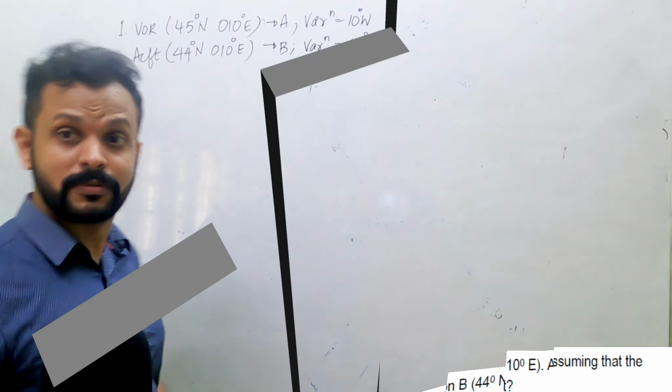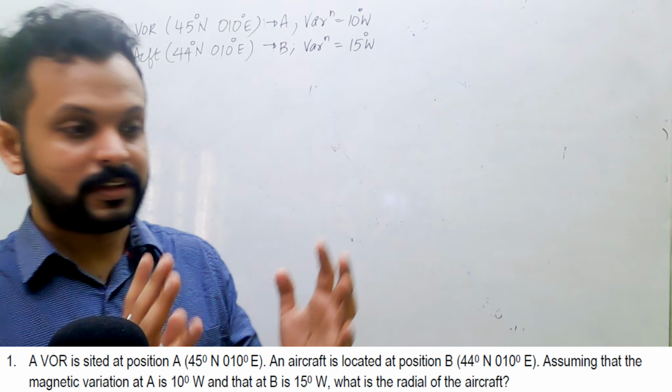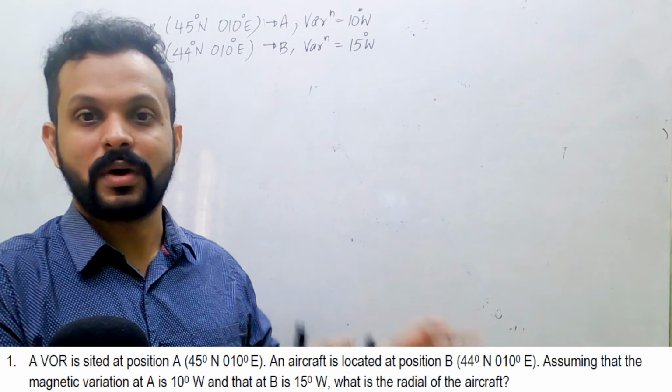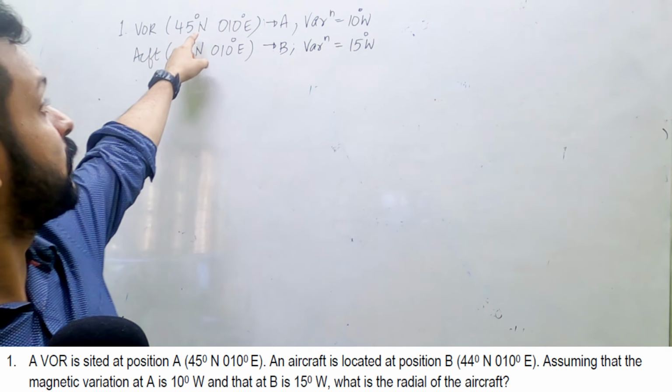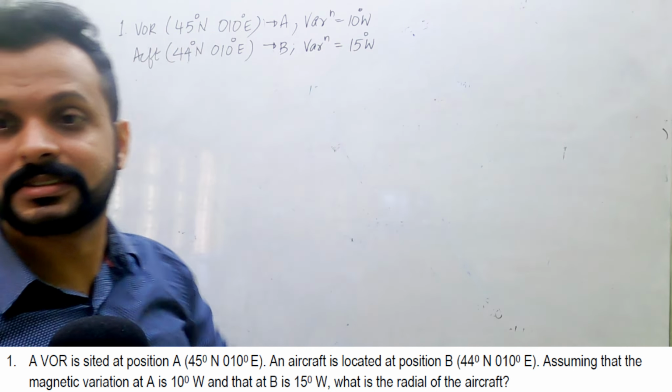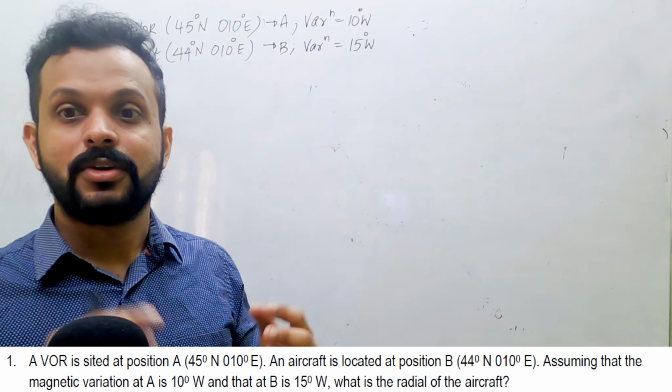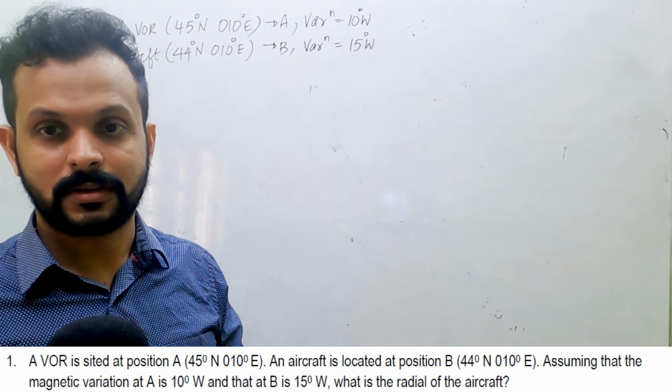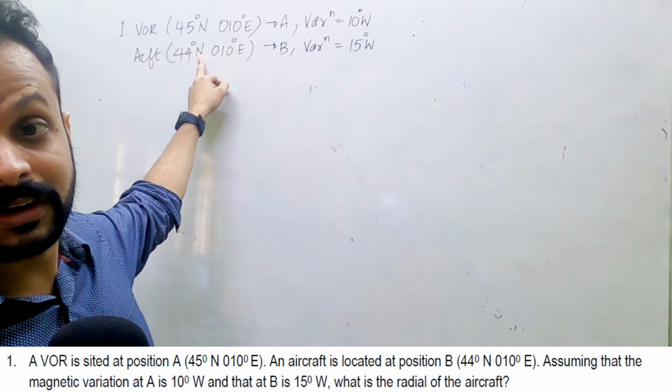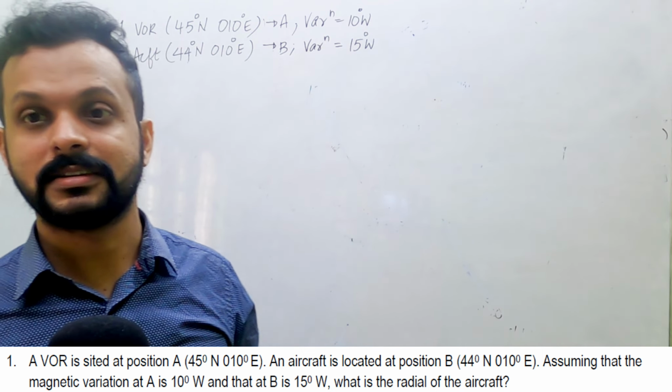Right, okay, let's look at the question first. What the question is saying. You are given the coordinate of a VOR. So where is the VOR on the ground? It's at 45 degrees north latitude, 10 degrees east longitude. Right? You're also given where your aircraft is. Where is the aircraft? 44 degrees north latitude and 10 degrees east longitude.